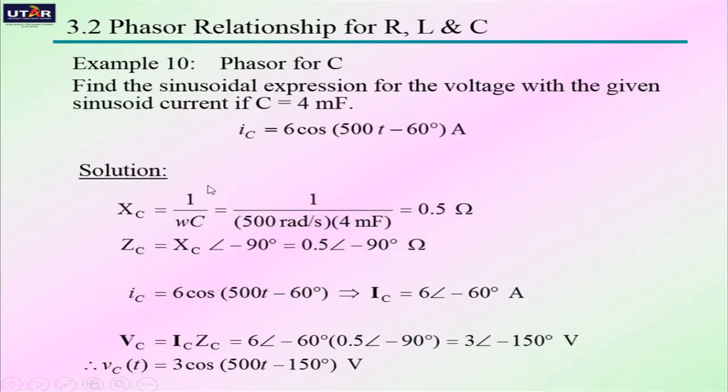So here's an example. The impedance of the capacitor is given by 1 divided by j omega C, which gives us 0.5 magnitude negative 90 degree ohm. By multiplying impedance with current, we obtain the voltage across the capacitor, which is 3 magnitude negative 150 degree. In sinusoidal form, it is 3 cosine 500 t minus 150 degree volt.